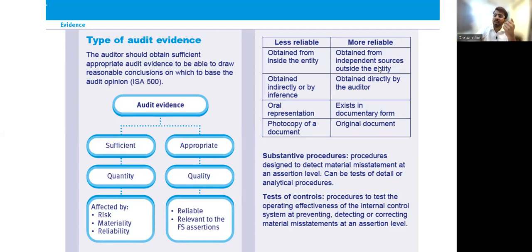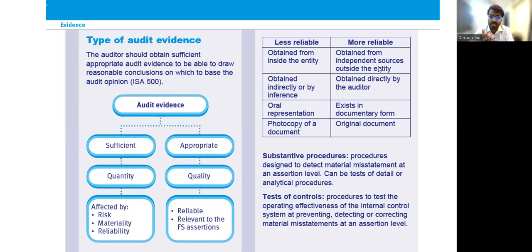Indirectly means what? Let's say you're getting a bank statement, but the bank has not directly sent it to you. The bank statement was first sent to the client, and then the client has sent it to you. So it's indirect evidence. It was not obtained directly. If you obtain that bank statement directly, then it is more reliable.